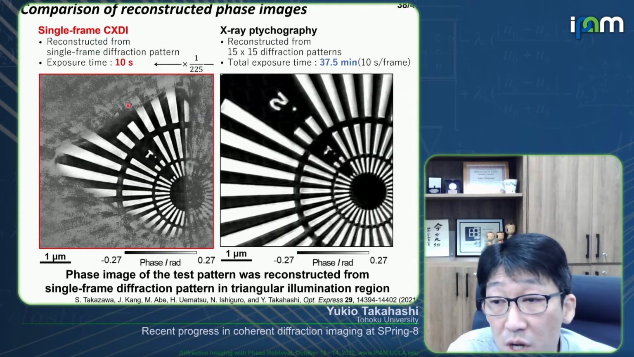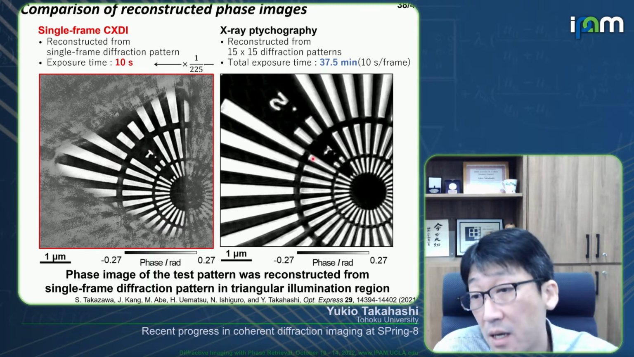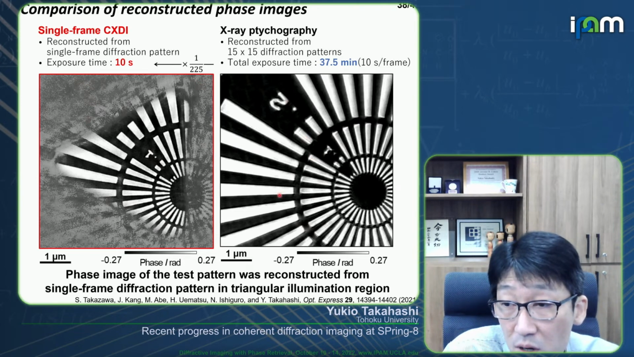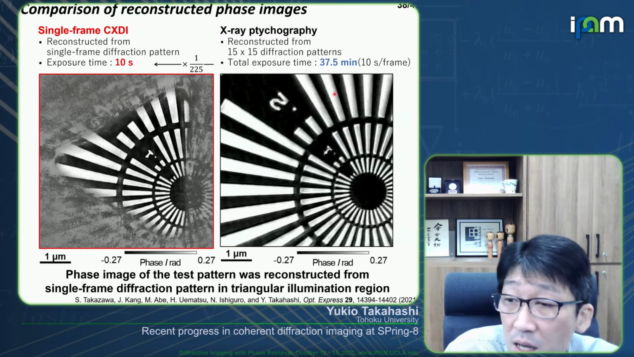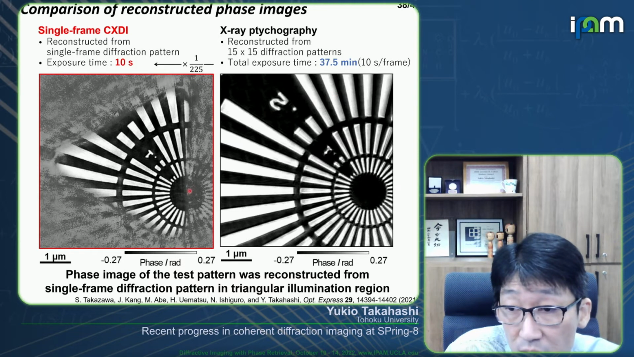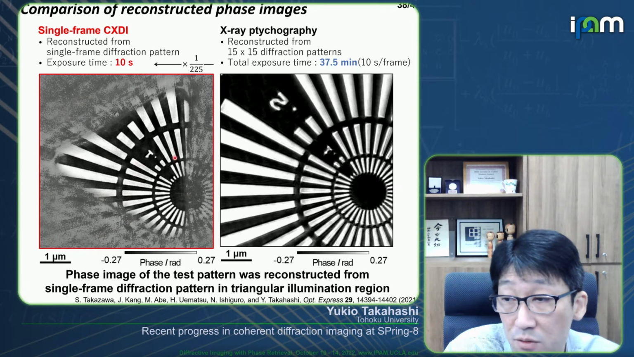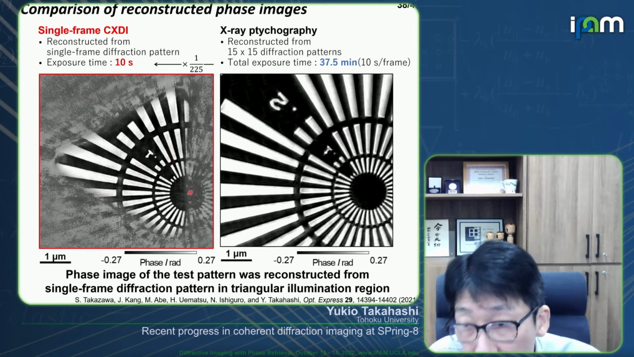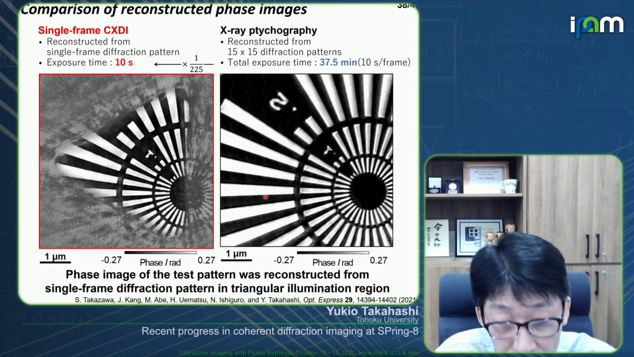So here are the reconstructed images. Left is the reconstructed image from single frame CXDI, and right is an X-ray ptychography image. Single frame CXDI took only 10 seconds. On the other hand, X-ray ptychography took about 35 minutes, and sample images were successfully reconstructed from a single frame diffraction pattern in the triangle illumination region. So single frame CXDI reduced the measurement time by a factor of about 200 compared with X-ray ptychography.